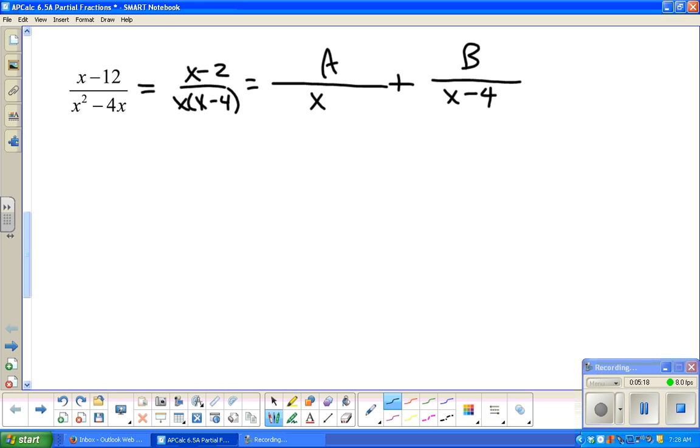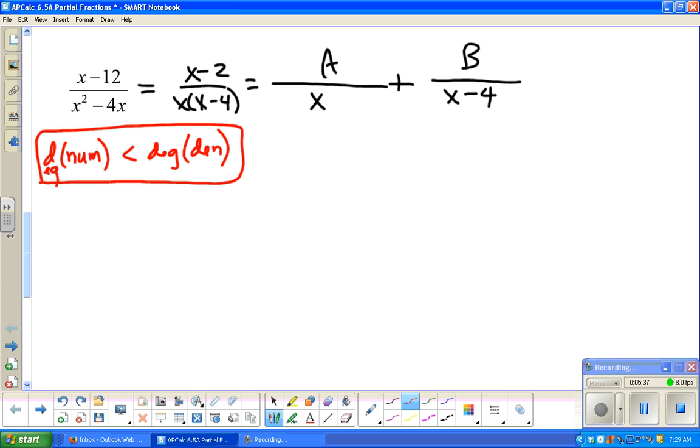And what we're going to do is find out what goes on the top for A and B. Now, a quick little note: the degree of the numerator must be less than the degree of the denominator. If it's not, then you have to do a division, and we'll do at least one example like that. So, quick little note to self.